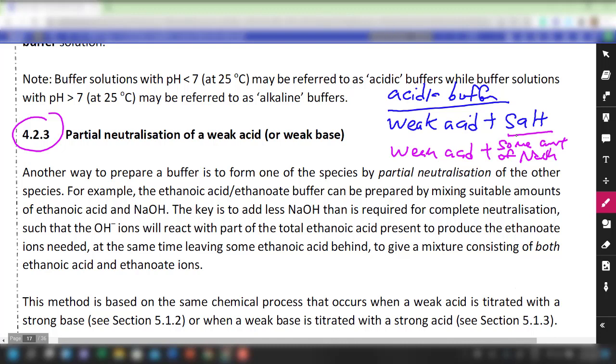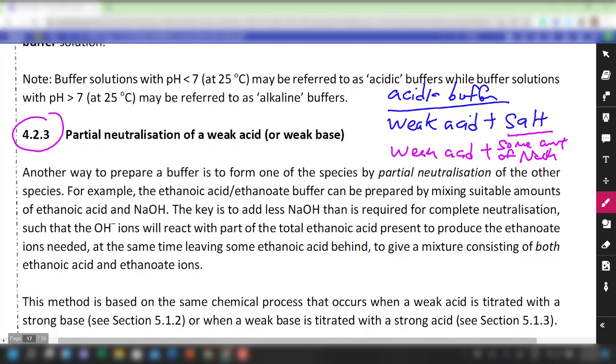That is what we call a partial neutralization of a weak acid, or in that case, of a weak base. Let's say we want to make an alkaline buffer from aqueous ammonia. We need not add ammonium chloride to aqueous ammonia. What we can do is partially neutralize aqueous ammonia with a strong acid such as hydrochloric acid.